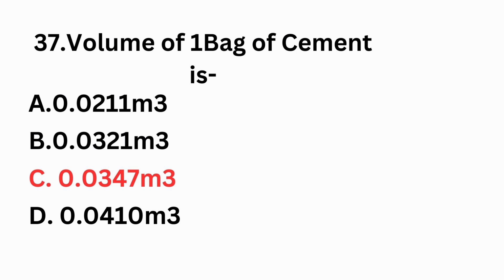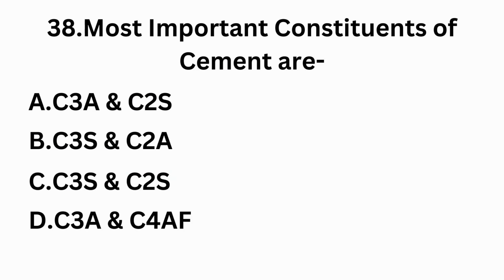The volume of one bag of cement is option C, 0.0347 meter cube. Most important constituents of cement are A. C3A and C2S, B. C3S and C2A, C. C3S and C2S, D. C3A and C4AF. And the answer is C, C3S and C2S.